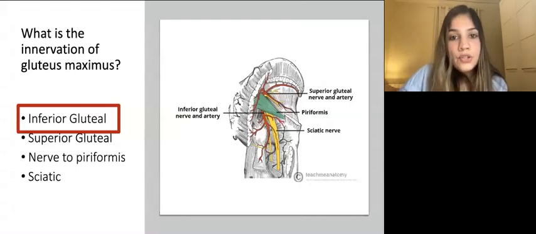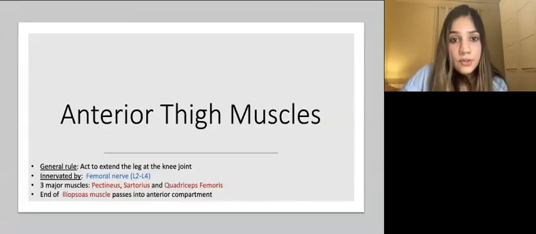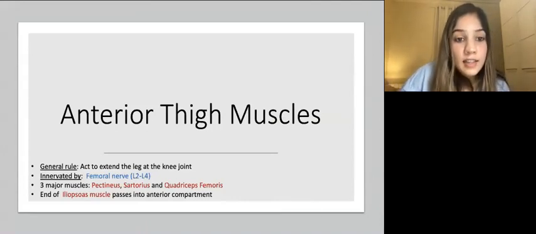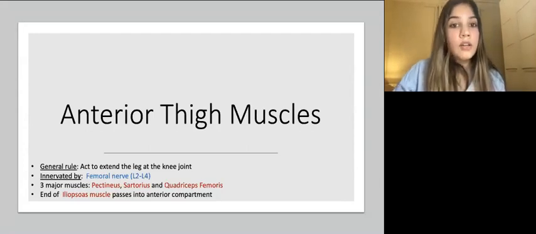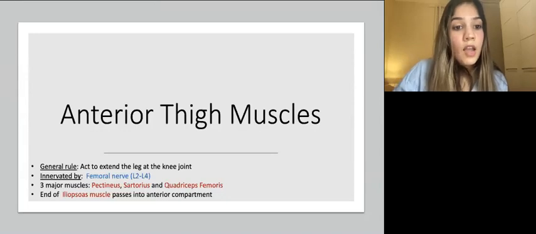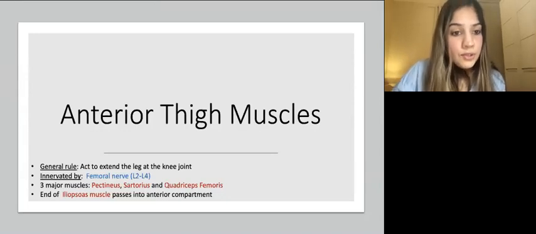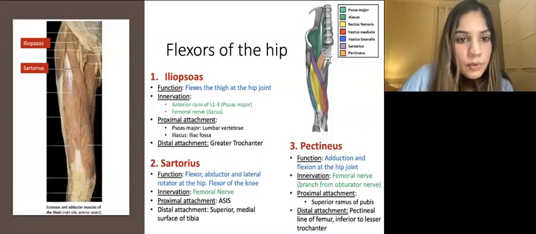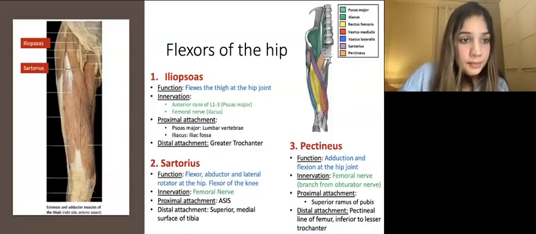So we'll move on to the anterior thigh muscles. So generally, the anterior thigh muscles act to extend the leg at the knee joint, and they're innervated by the femoral nerve, so L2 to L4 specifically. There are three major muscles, and we'll look at it in more detail here.